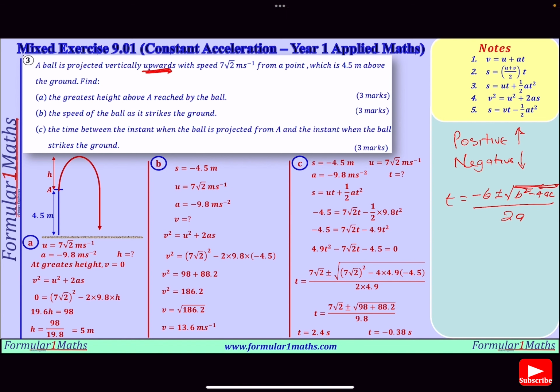So the correct answer is t equals 2.4 seconds. And that's the time between the instant when the ball is projected and the instant when the ball strikes the ground. And this is the end of this set of questions in exercise 9.01.